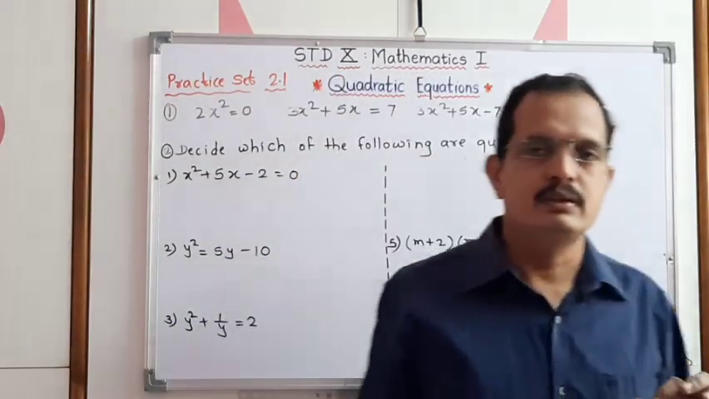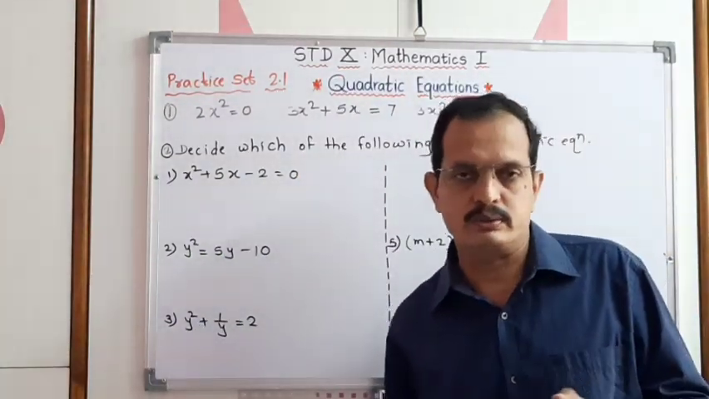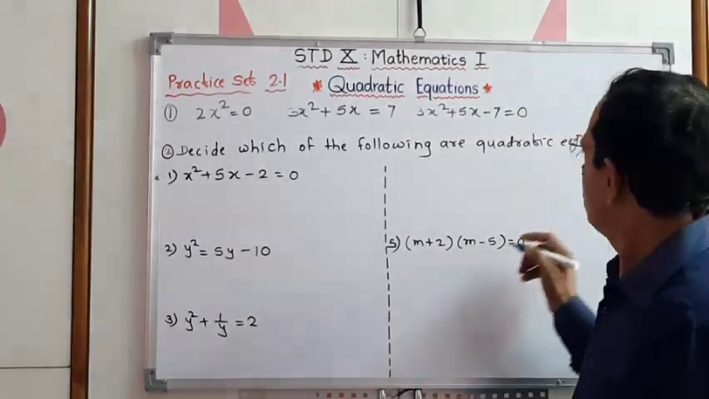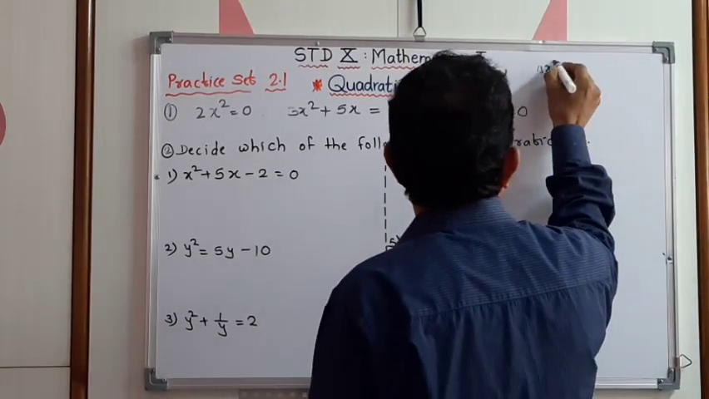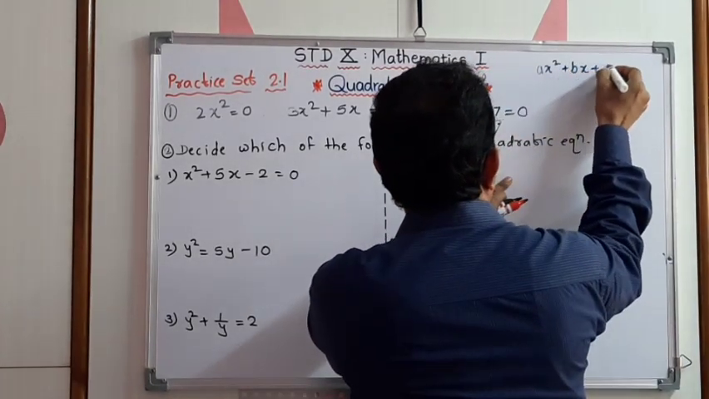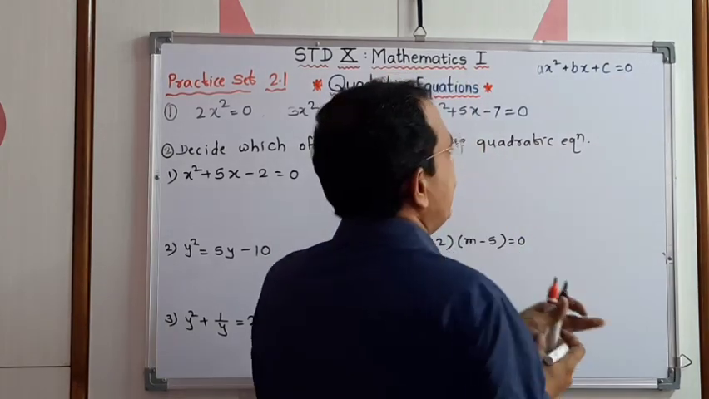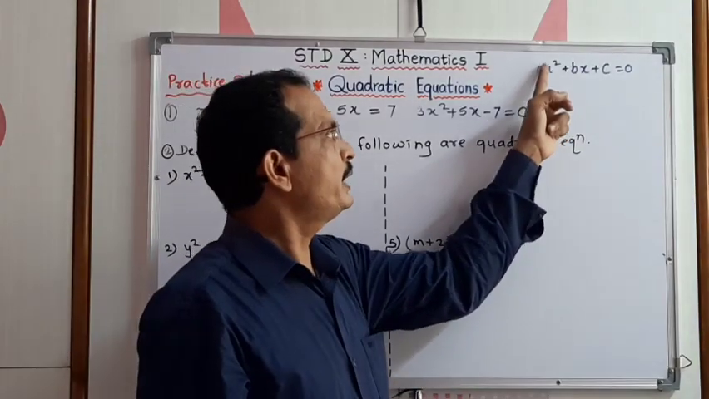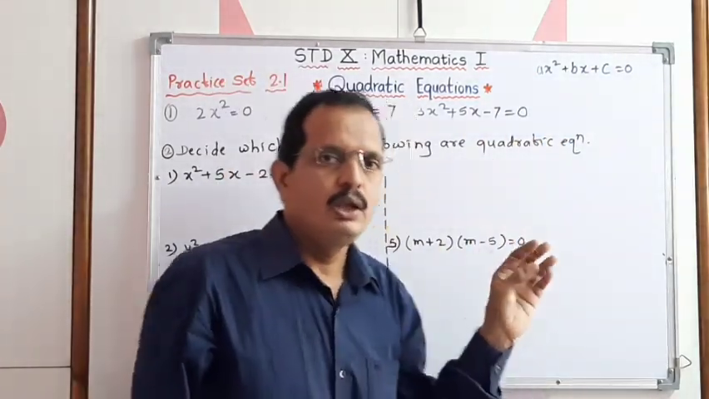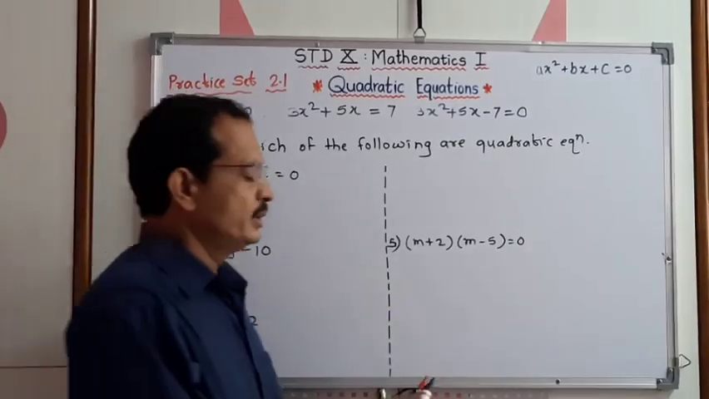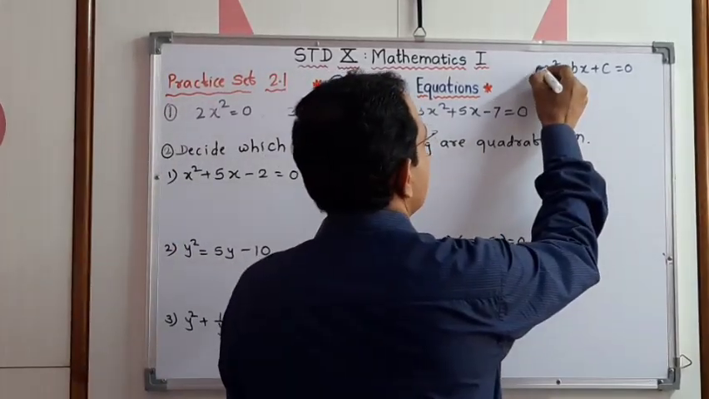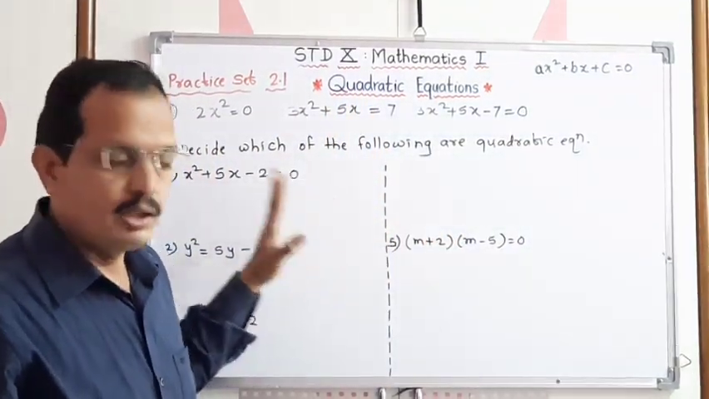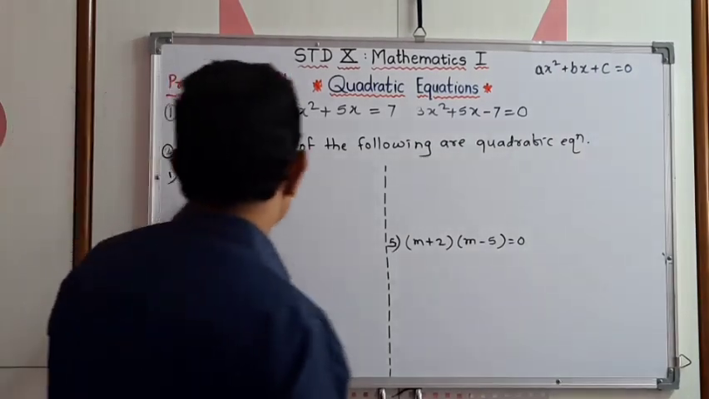If we have to decide whether any equation is quadratic or not, we have to follow the standard form. That means ax square plus bx plus c equal to 0. A, b, c must be real numbers, and the second thing is that a should not be 0. That means if we can write any equation in the standard form, then it is a quadratic equation.